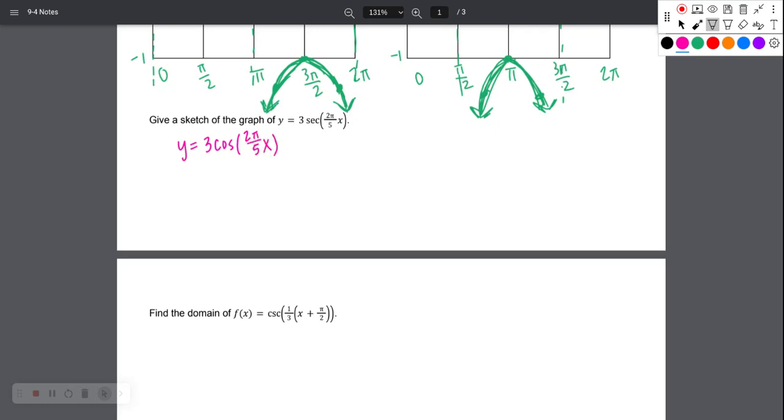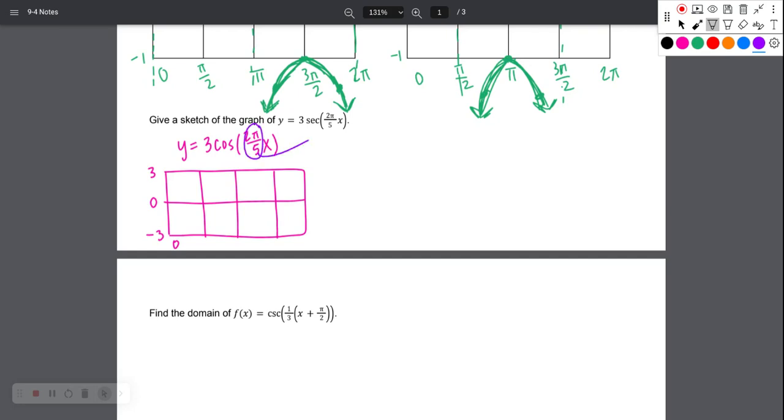If I can create that graph for cosine, then I know that I can just take the reciprocal of each of those points. So for cosine, this would have a midline of 0. It has an amplitude going up 3 and down 3. It doesn't have a phase shift, so we're starting off at x equals 0. We do have a b value, so that's quite drastically going to change our period and step.